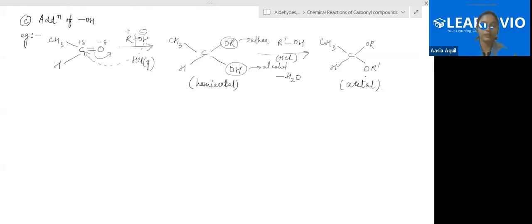Okay. Now let's talk about the ketones. So ketones react with dihydric alcohols to give cyclic ketals. Let's see how. This is your first example with aldehyde, and second we will talk about ketone. Let's take a ketone.